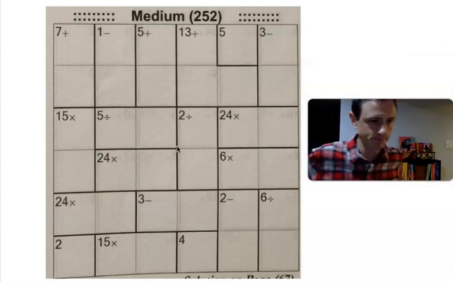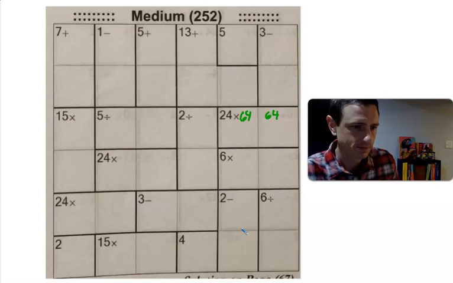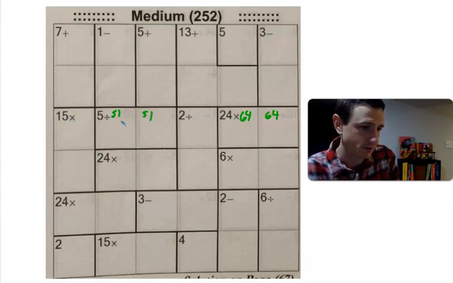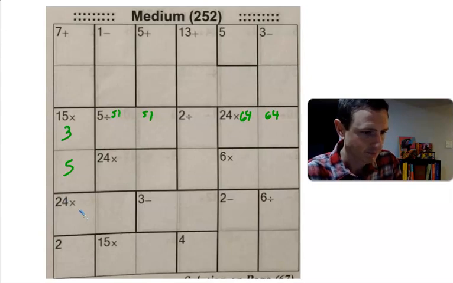All right, medium. Six and four, five and one, five and three, which I know five's not going to go here, so this has to be a three, this has to be a five. This has to be six and four again. Six and four again, wow, okay.